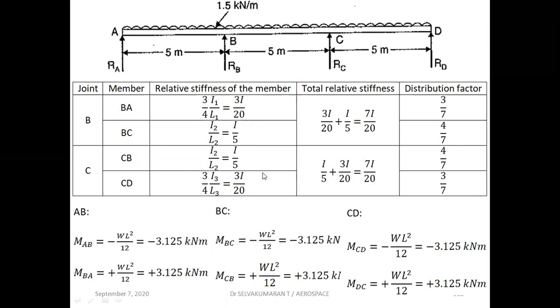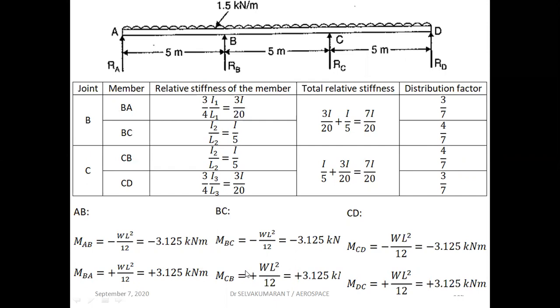Substitute, you get the total relative stiffness: you add these two, you will get 7I by 20, you add these two, you will get 7I by 20 again, because of the same length and the same moment of inertia. And the distribution factor, this 3I by 20 divided by 7I by 20, you'll get 3 by 7, and I by 5 divided by 7I by 20, you'll get 4 by 7. And here for CB, I by 5 divided by 7I by 20, you'll get 4 by 7. And for CD, 3I by 20 divided by 7I by 20, you'll get 3 by 7.